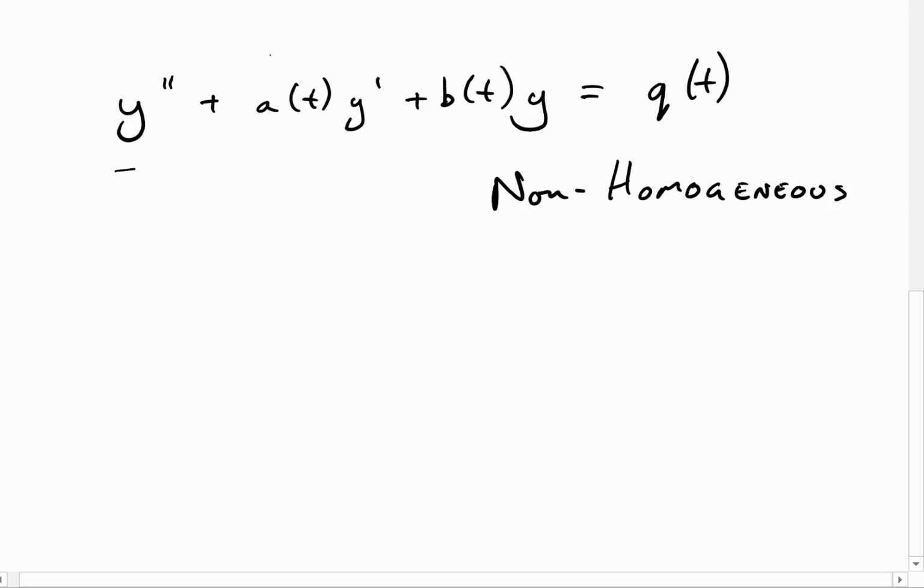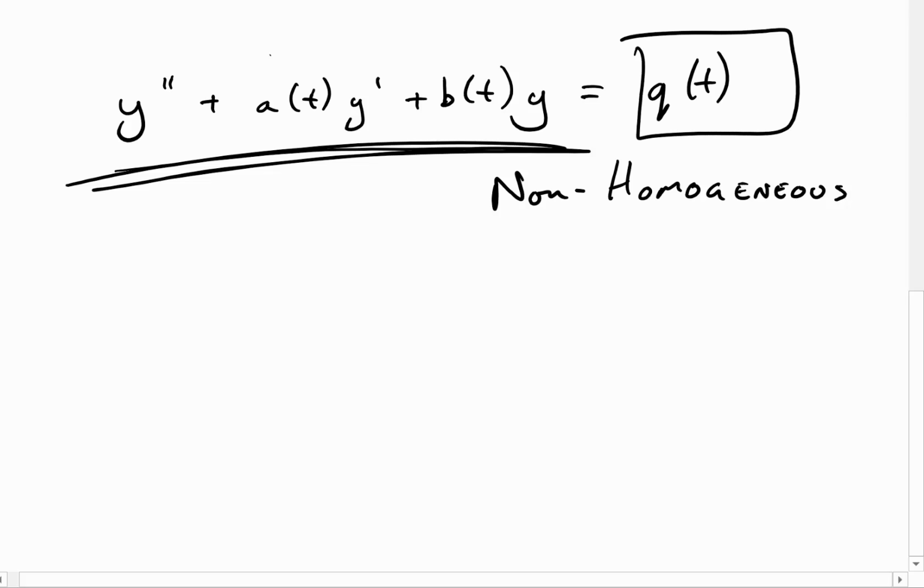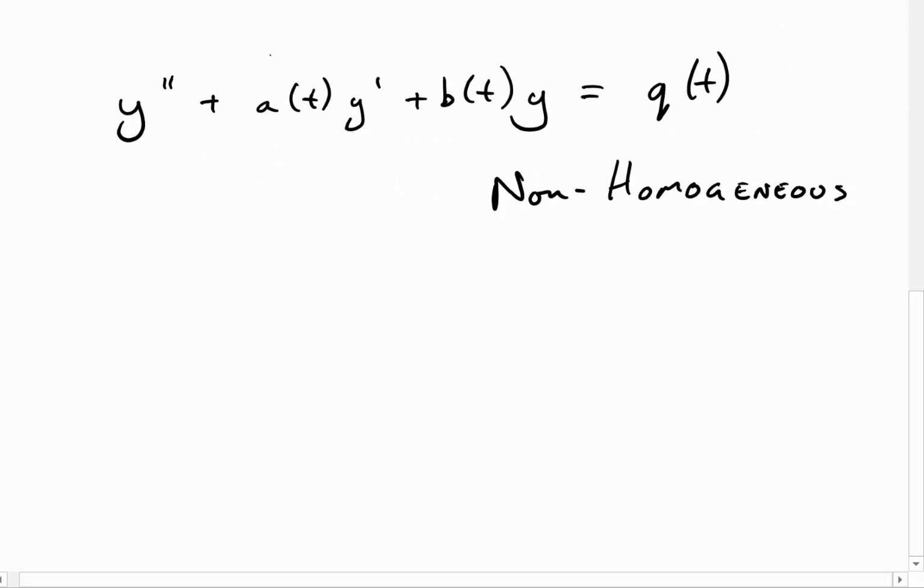So that's just a little bit of an idea. Once you get all your derivatives and all your functions on one side, then if what's left on the right hand side is 0, it's called homogeneous, and if it's not equal to 0, in other words there's some function there, it's called non-homogeneous.